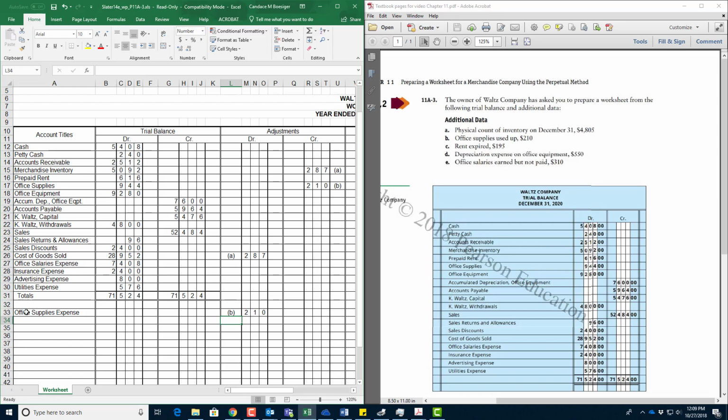Adjustment C, rent expired, rent used up. Right here I have my prepaid rent. At some point in my past life I prepaid some rent, and now I'm using it up. This is the same. It's so nice that most of these adjustments look identical to what you did before. It's kind of a nice place in the semester to take just a little bit of a break.